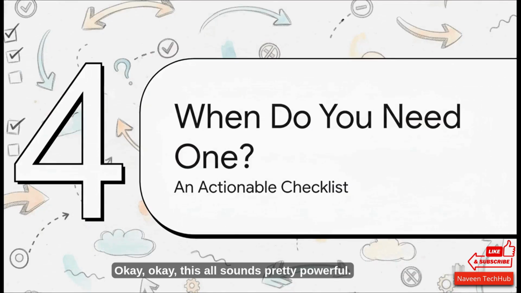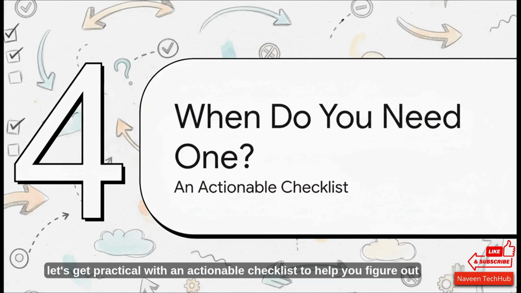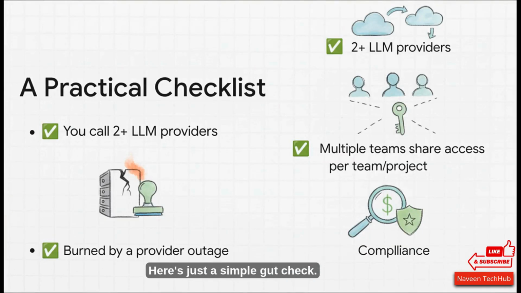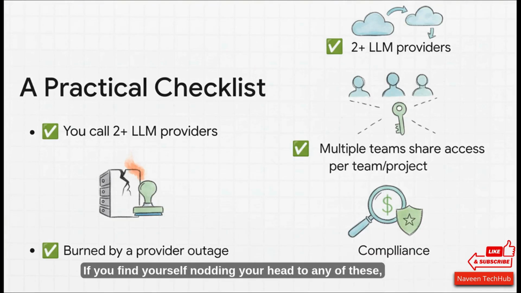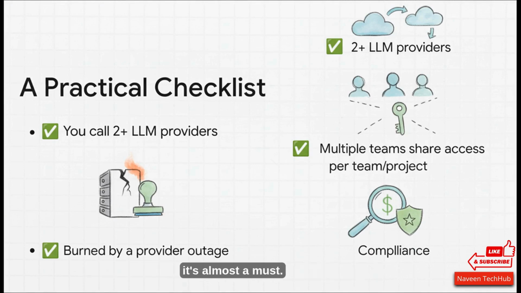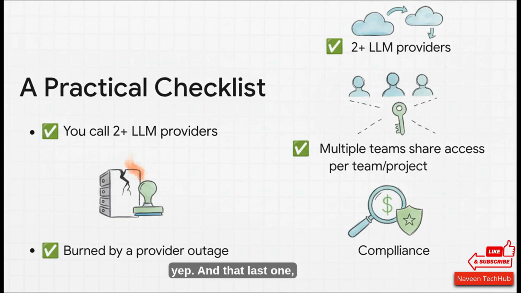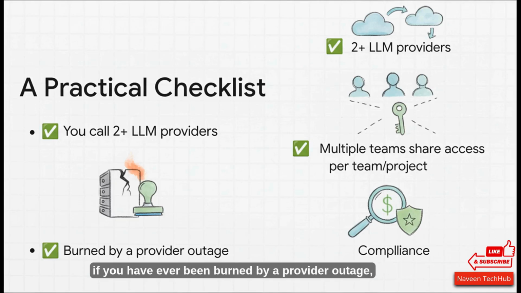Okay, this all sounds pretty powerful. I get it. But you're probably asking, does everyone need one on day one? That's a great question. So let's get practical with an actionable checklist to help you figure out when it's the right time. Here's just a simple gut check. If you find yourself nodding your head to any of these, it's probably time to start looking seriously at an AI gateway. If you're using more than one LLM provider, it's almost a must. If multiple teams need to share access in a controlled way, yep. And that last one, if you have ever been burned by a provider outage, you already know exactly why this is so important.